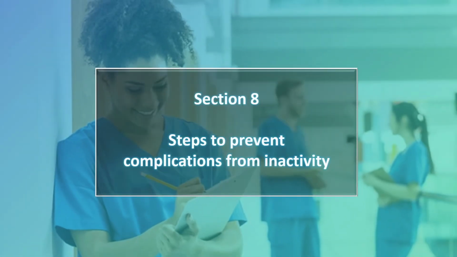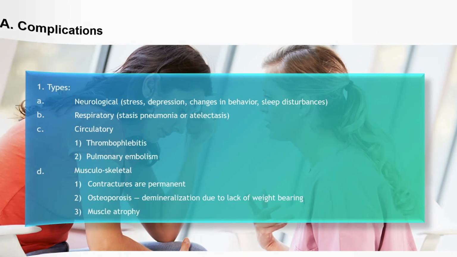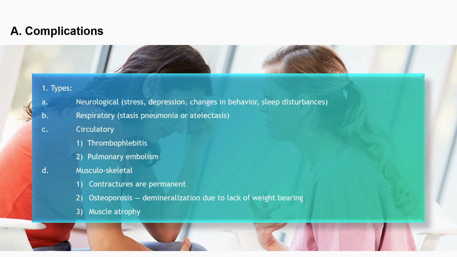Section 8. Steps to prevent complications from inactivity. A. Complications. Types: neurological, stress, depression, changes in behavior, sleep disturbances. Respiratory: stasis pneumonia or atelectasis. Circulatory: thrombophlebitis, pulmonary embolism. Musculoskeletal: contractures are permanent. Osteoporosis: demineralization due to a lack of weight bearing. Muscle atrophy.